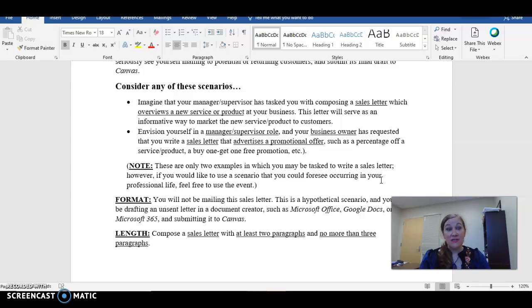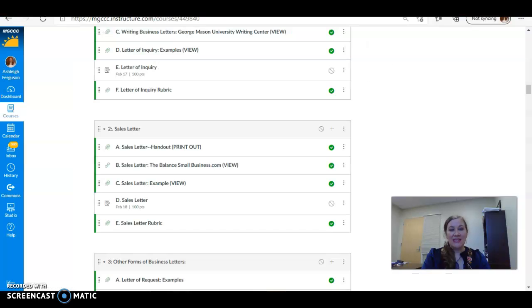You can use images as well. If it's a product you're selling, you might want to have a photograph of it, or you can just merely overview it. Again, make sure it's a standard business structure, and you may want to look at these examples.